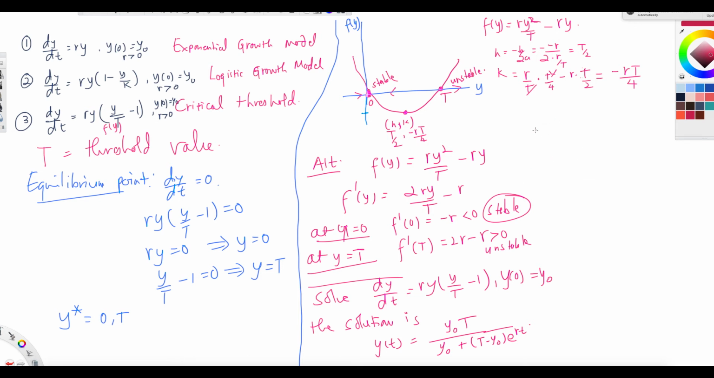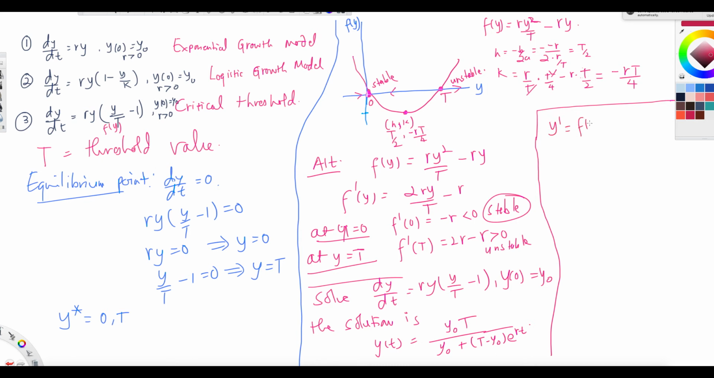So what I want to do next is draw y versus t. First of all, what is f of y? F of y is y prime, because dy over dt equals y prime.